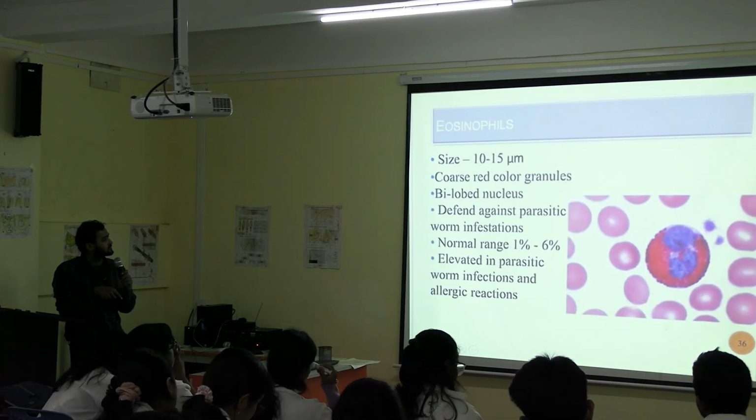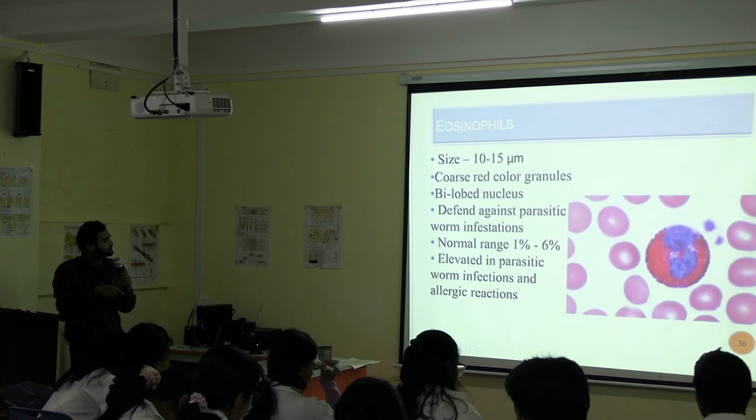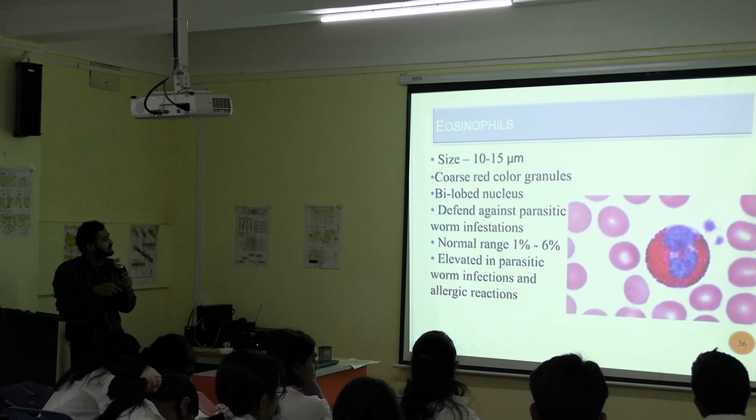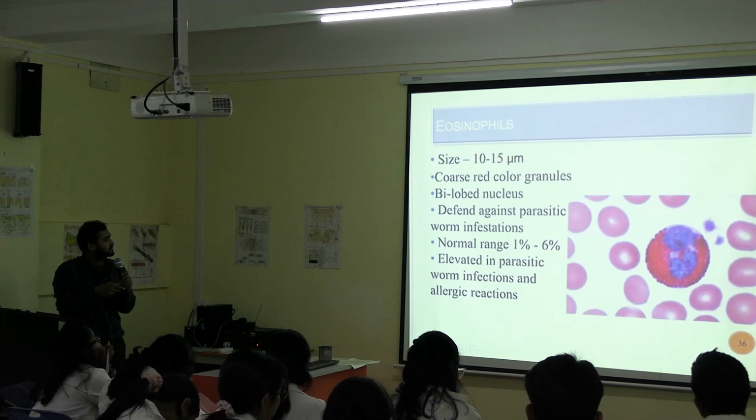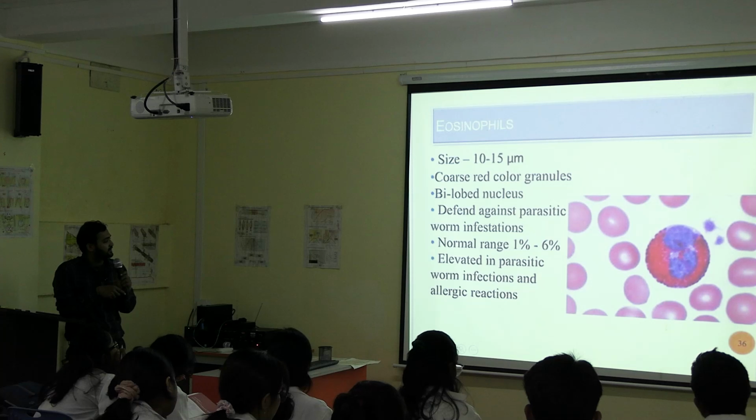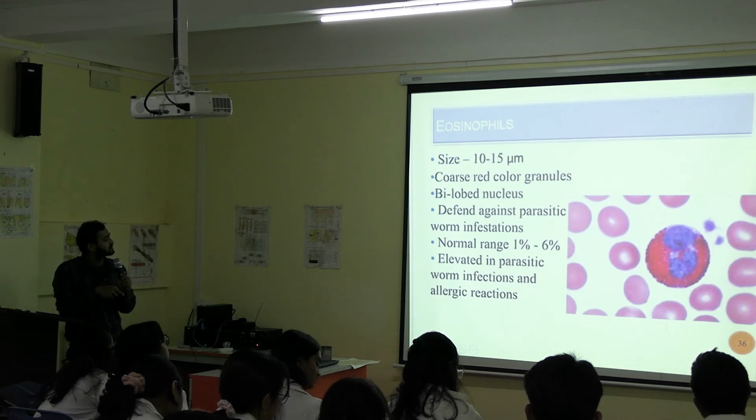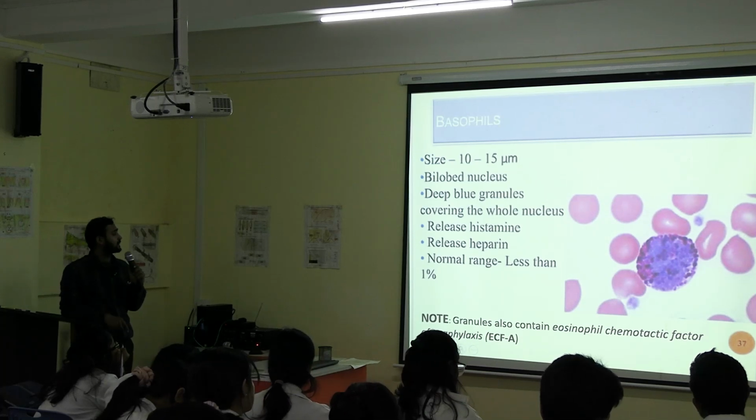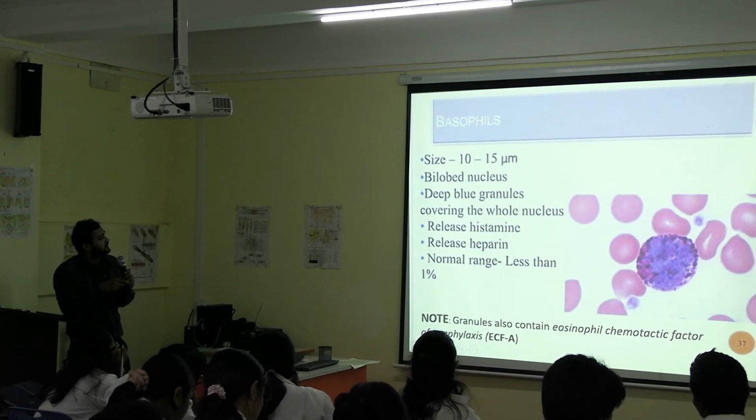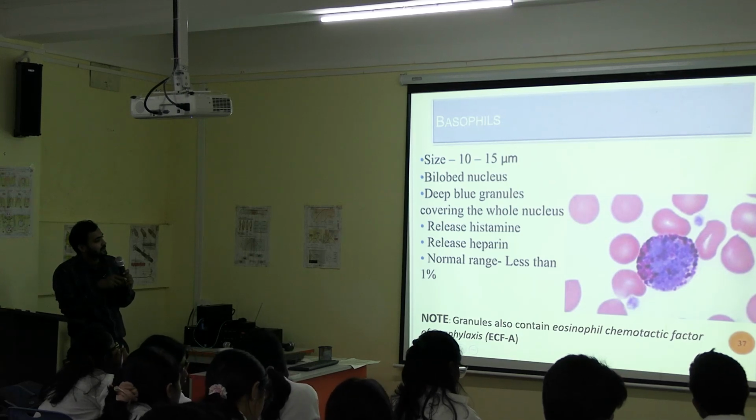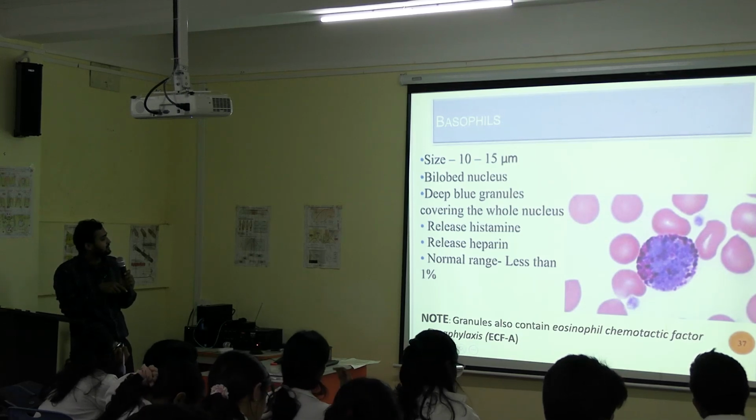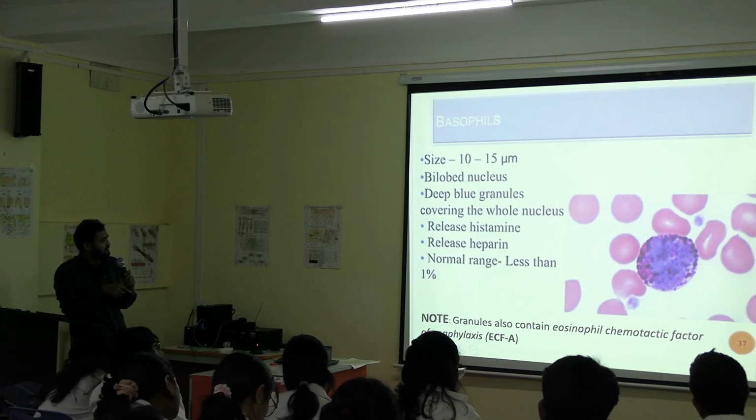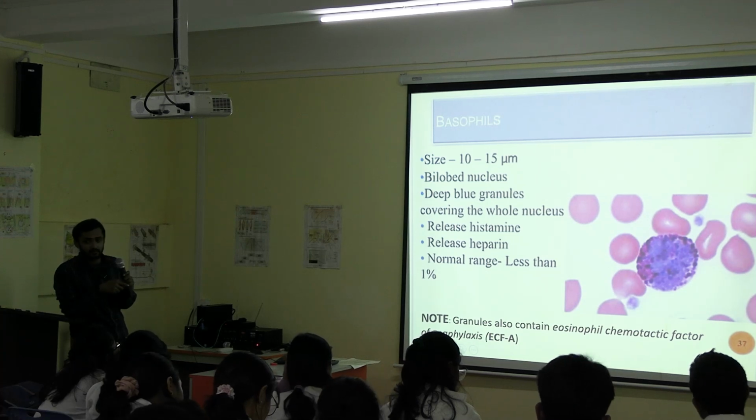And these are the eosinophils. Sir has already described. 10 to 15 micrometer, coarse red granules, bilobed nucleus. It helps in defense against parasitic worms, and is mainly elevated in parasitic or allergic reactions. So this is the basophil. The size is 10 to 15 micrometer, bilobed nucleus, deep blue granules. The granules will be covering the nucleus, so you won't be able to differentiate the borders of the nucleus. It releases histamine, heparin. It is less than 1%, I think 0 to 1% normally.